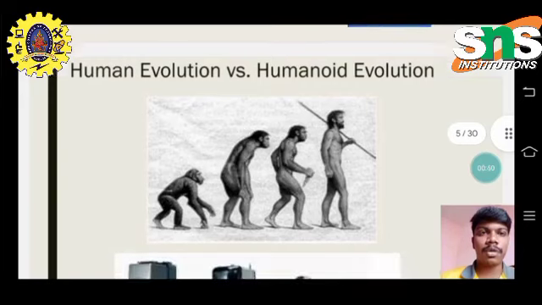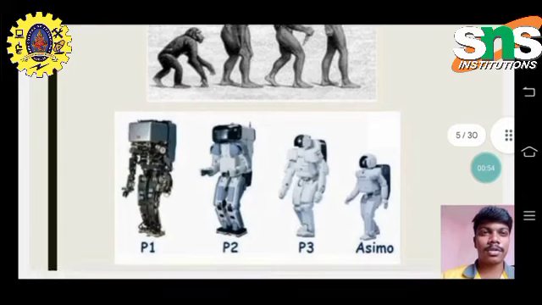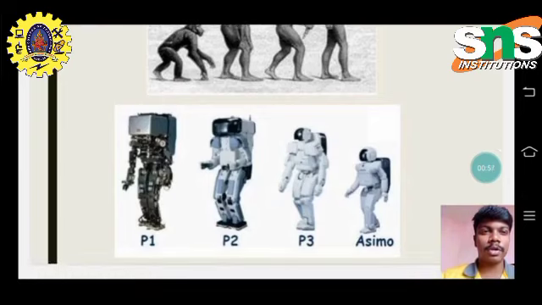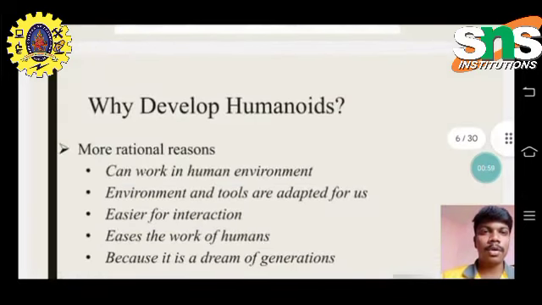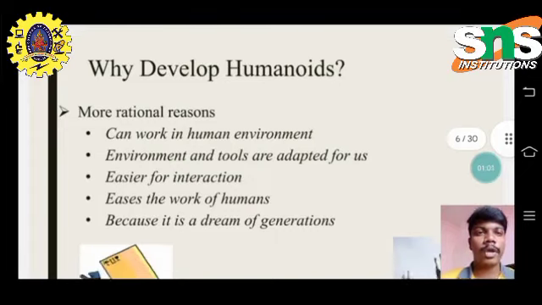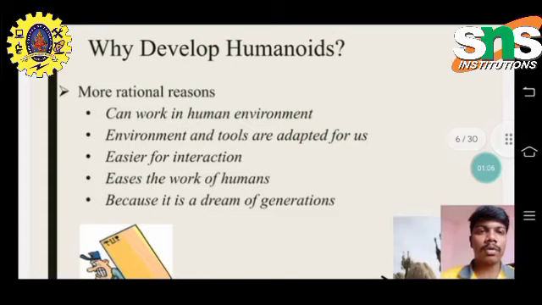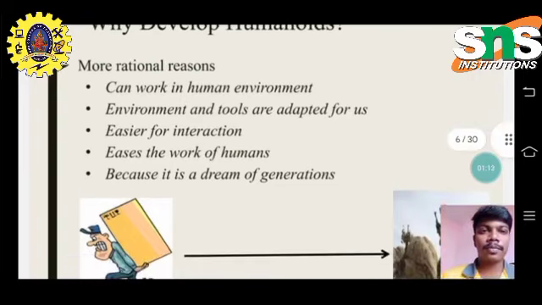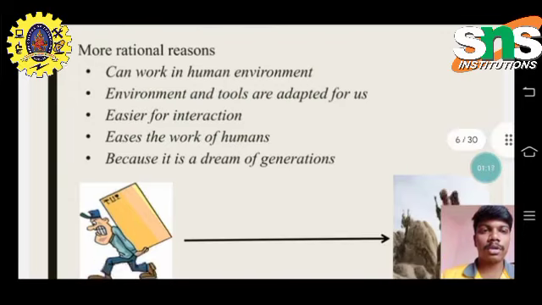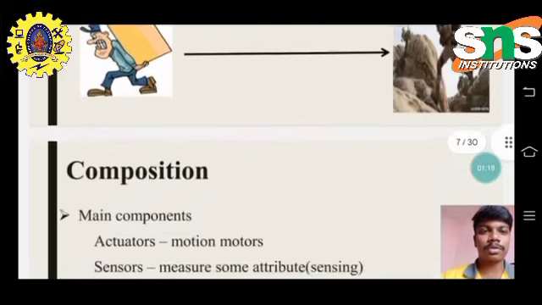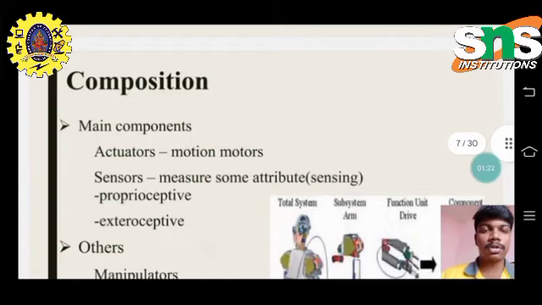So these are some evaluations of humanoids. We are going to follow with the robotic evaluation. Then, why we develop humanoid robots. The rational reasons: they can work in a human environment, and tools are adapted for us, so it is easier for interaction and easiest to do the work of humans, because it's a dream generation. So here are some glimpses, followed by some compositions.